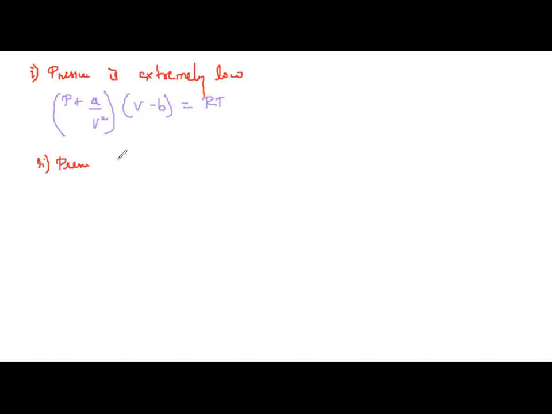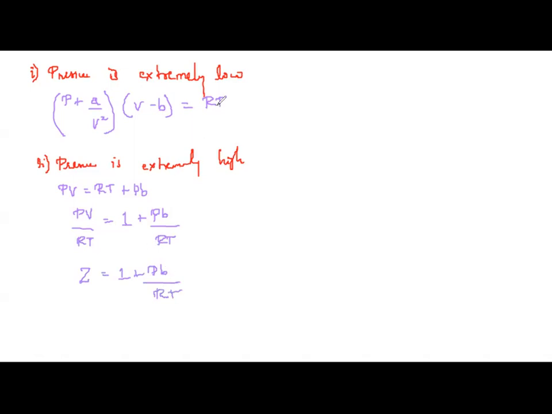when pressure is extremely high. When pressure is extremely high, the equation is PV = RT + Pb. I'll write it properly. PV = RT + Pb. Or I can write it as PV/RT = 1 + Pb/RT. Divide all of them by RT. PV/RT = 1 + Pb/RT. What is PV/RT? PV/RT is nothing but Z. Z = 1 + Pb/RT. This is when pressure is extremely high. And Z is what? Compressibility factor. Okay. Next, third term.